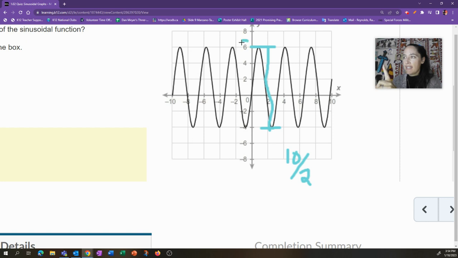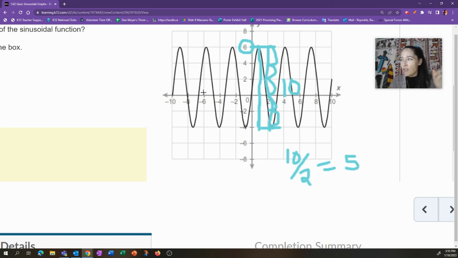So if the peak is at 6, that means this is 6 down here. This is -2, -4. There's another 4 down here. So if we skip count 2, 4, 6, 8, 10, we can tell the distance from the peak down to the valley or the trough is 10. That's how far apart they are. Then the amplitude is just going to be half of that. So the amplitude of this one will be 5.